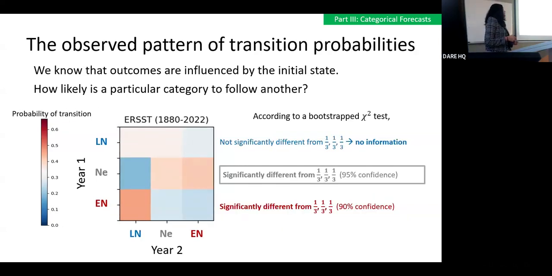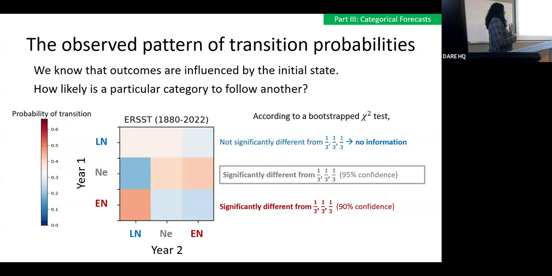Now, how important is this? How significant is this historical pattern? We ran a bootstrapped chi-square test, which essentially does the same as a t-test in continuous space. It's just the discretized version. And what we found is if you start in a La Niña, your random chance probability is 1/3, 1/3, 1/3. So you're tossing a three-sided coin. And we found that they're not significantly different from that random chance.